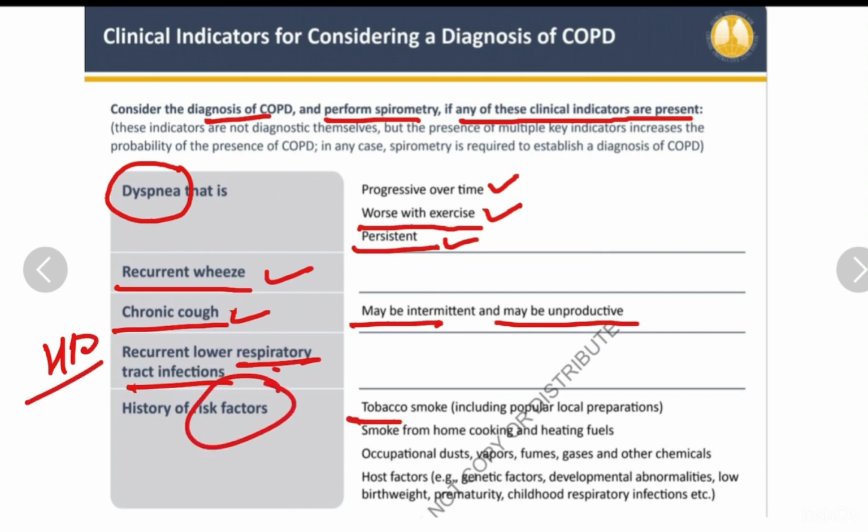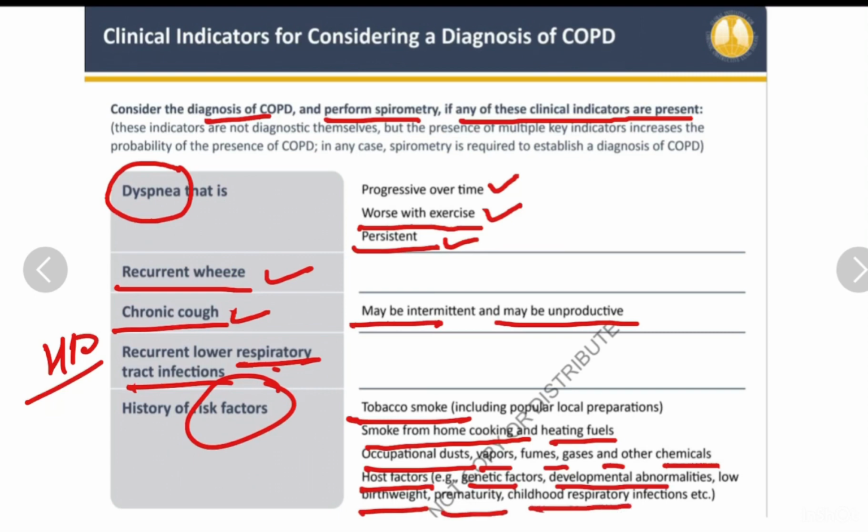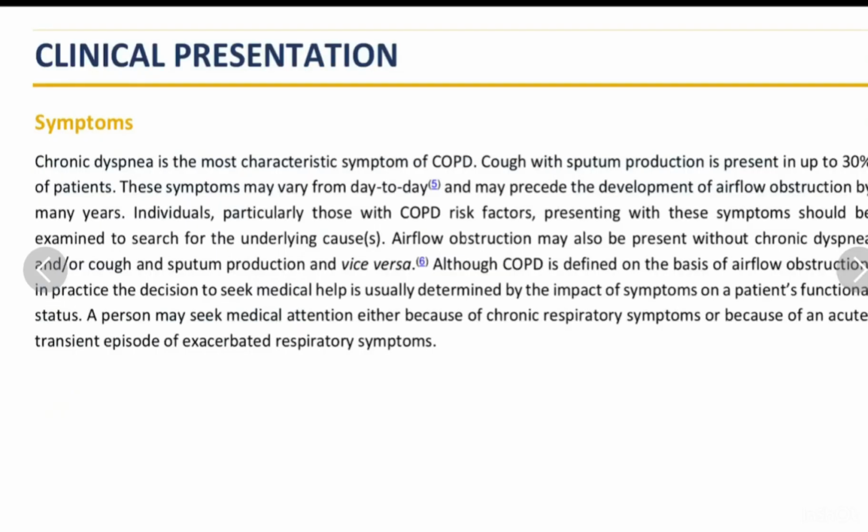History of any risk factor like tobacco, smoke from home, cooking or heat fuel, occupational dust, vapor, fume, gas, and other chemicals. Host factors like genetic factors are there. Developmental abnormalities, low birth weight, prematurity, childhood respiratory infection history is there. Then we will go further for spirometry. So they will discuss the symptoms of COPD.